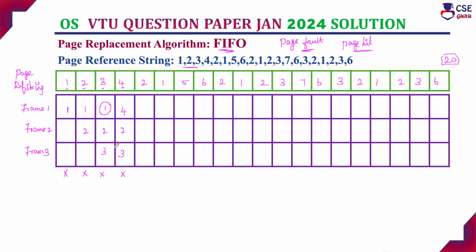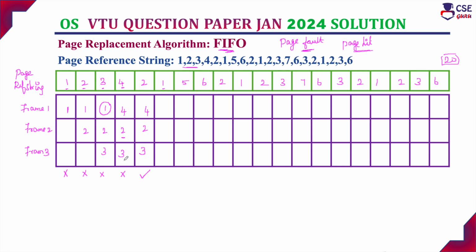Next is 2. It is available in main memory in frame number 2, so this will be considered as a page hit. No need to make any changes, write it down as it is, because the page you want to refer to is already in main memory. No need to swap in or swap out. Next, page number 1. It is not available in main memory, so the oldest one you have to select. See here, 4 was recently placed in main memory.